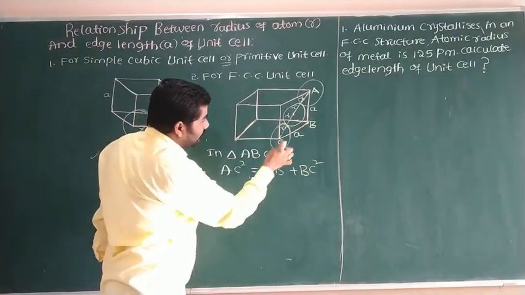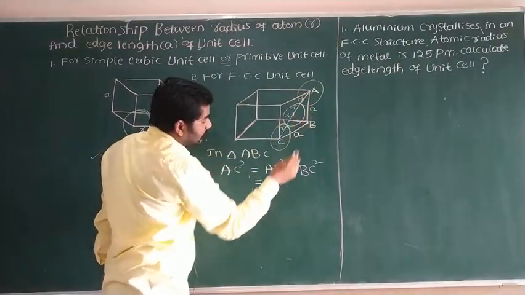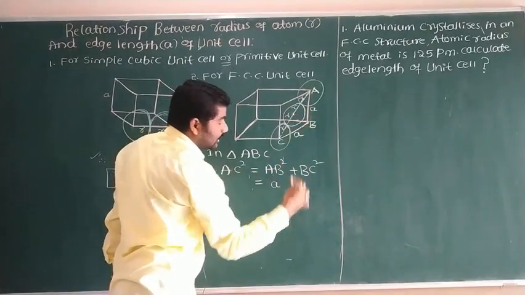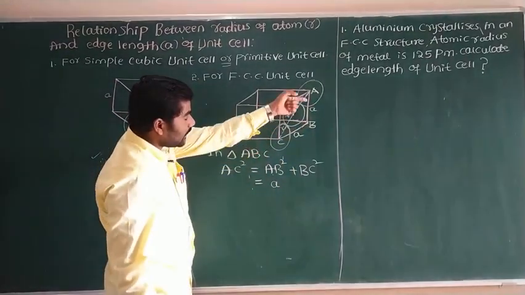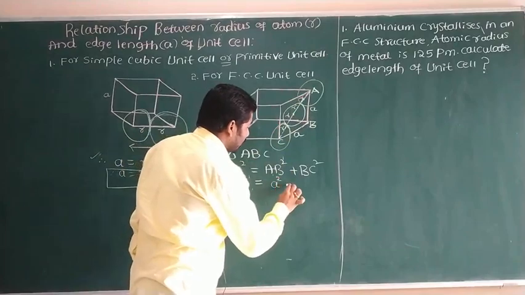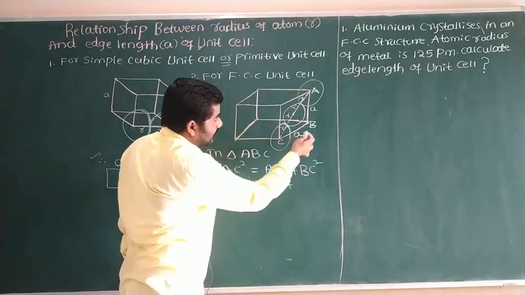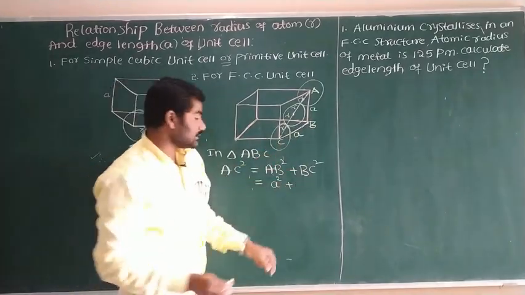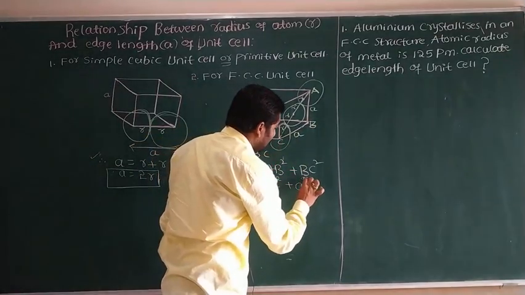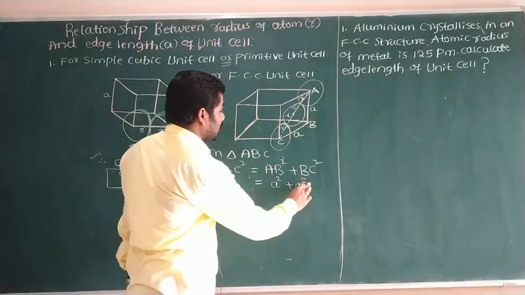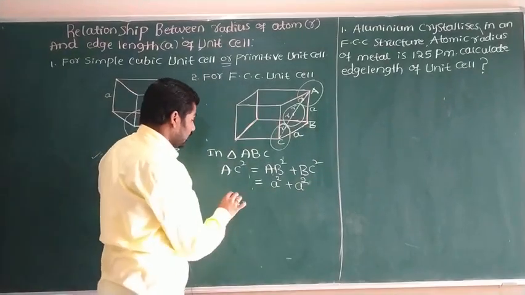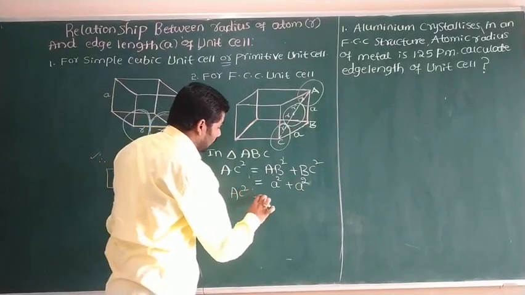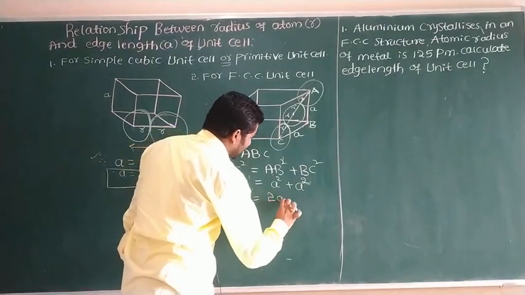What is the value of AB? AB is the edge length, which is denoted as A. AB square is A square plus BC, this is the edge length of the unit cell, and it is represented as A. BC square is A square. Therefore we will get AC square equals 2A square.